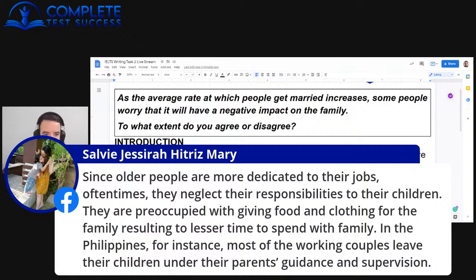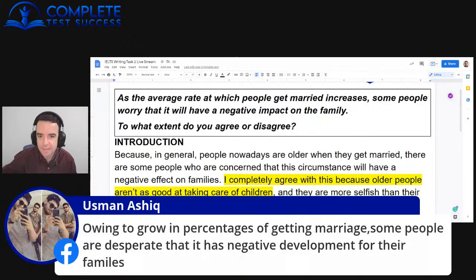Just be careful with things like less and lesser. Those don't have the same meaning. And I can't remember the other mistake that I pointed out, but there was another one in there as well. Hi, Osman.